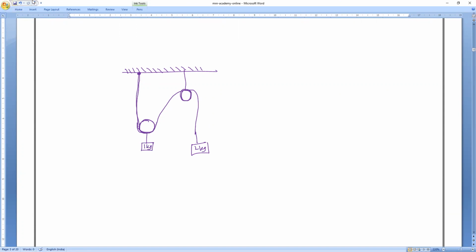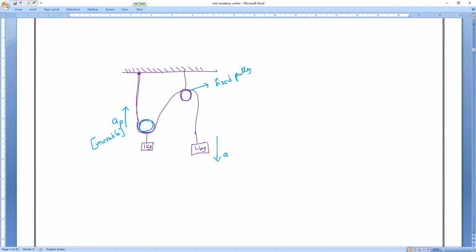Now all of you observe, the acceleration of this body is in the downward direction. It means this pulley is going upwards or downwards? This body is coming downwards, so the mobile pulley is moving upward. So this is the mobile pulley, and this is the fixed pulley.